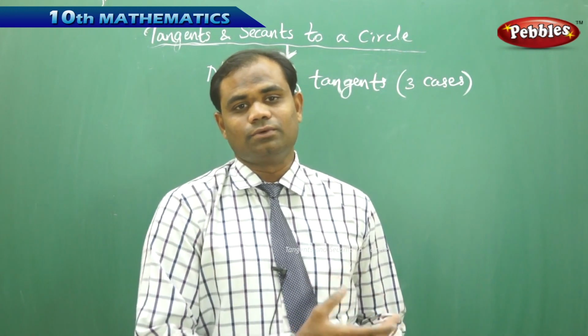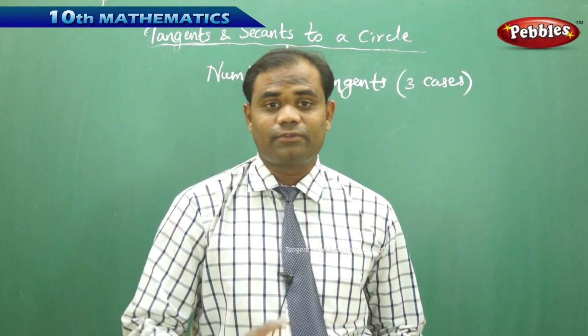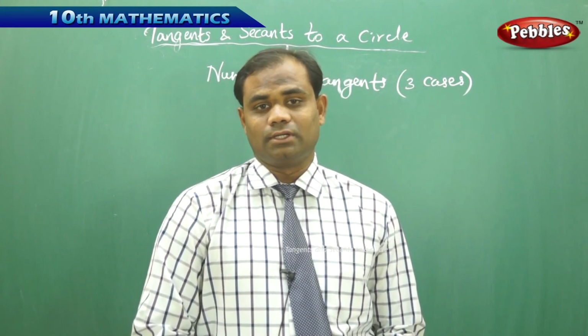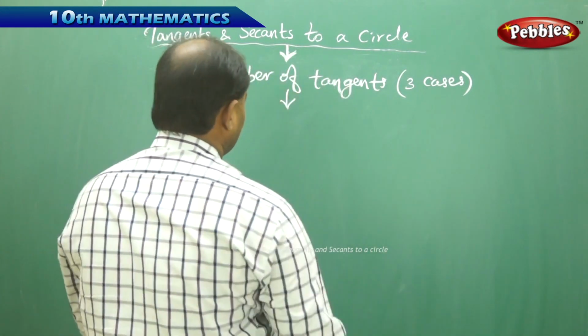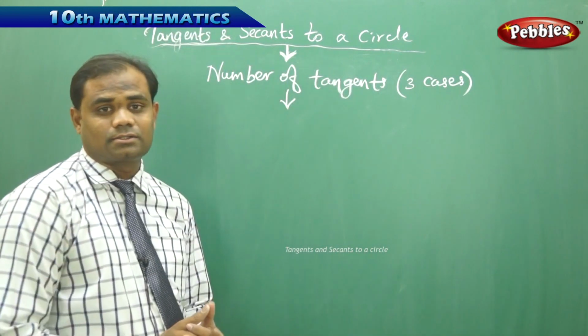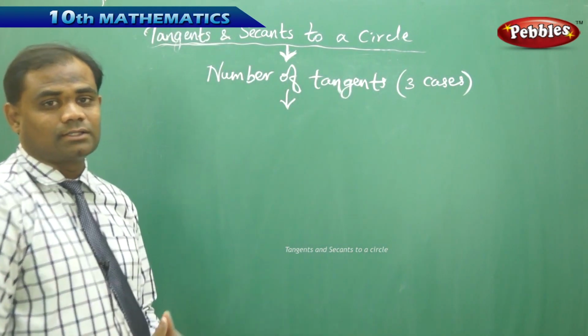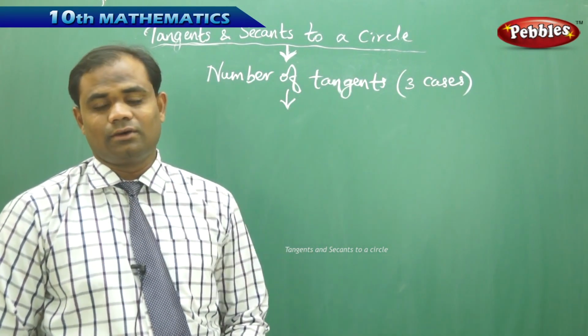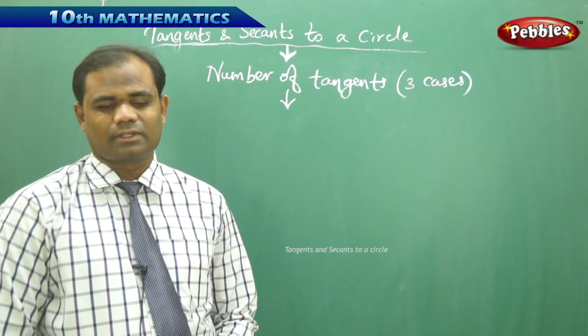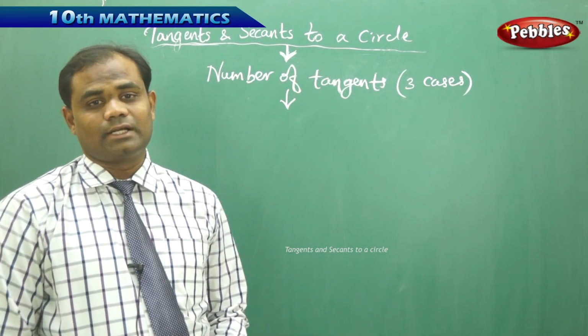This is how we continue into understanding the number of tangents which can be drawn to the circle. Now there are three different cases which I am going to consider here for the number of tangents. The three cases being that if the line is cutting the circle, if the line is not cutting the circle, or if the line is touching the circle, then we'll see how different points arise.